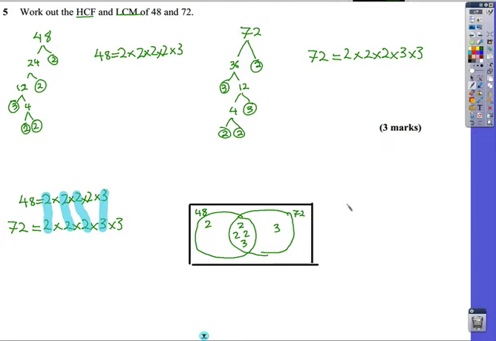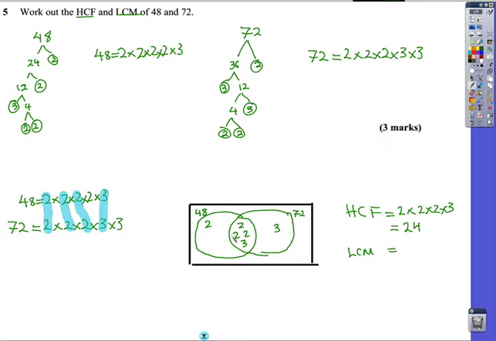The highest common factor is the product of the intersection. So 2 times 2 times 2 times 3. 2 times 2 is 4, times 2 is 8, times 3 is 24. And the lowest common multiple is the product of every number there.